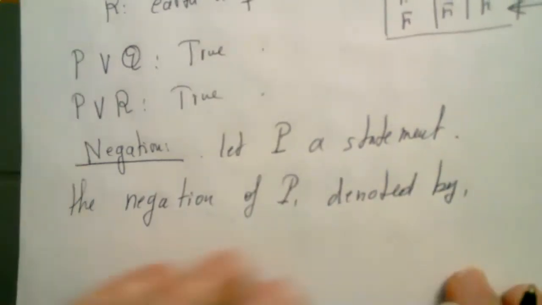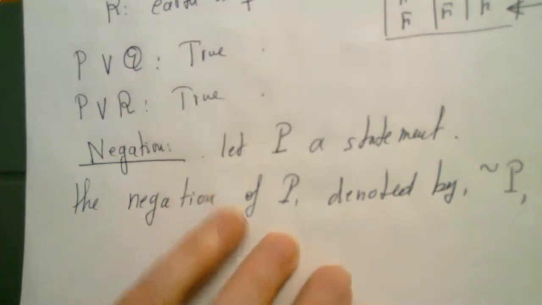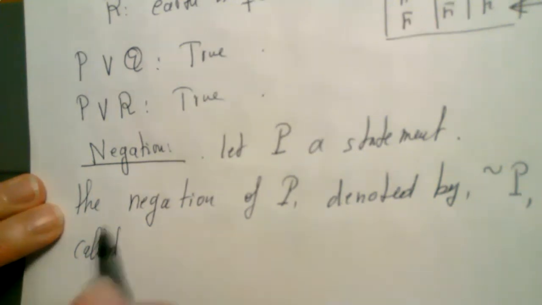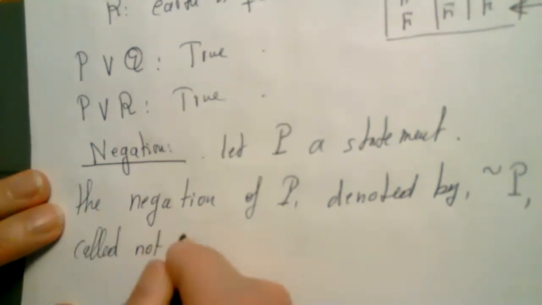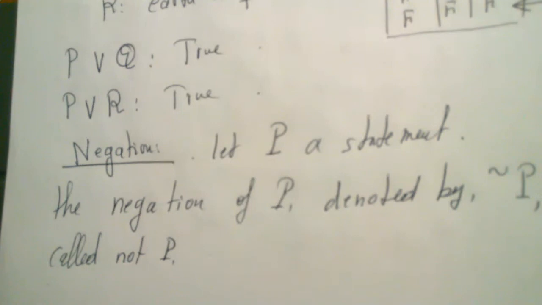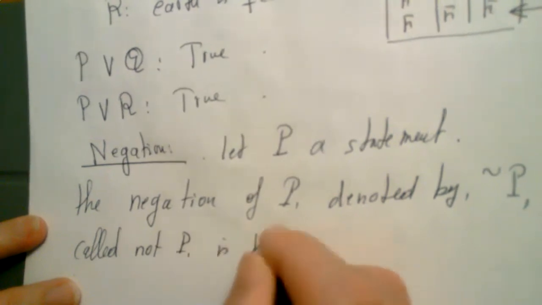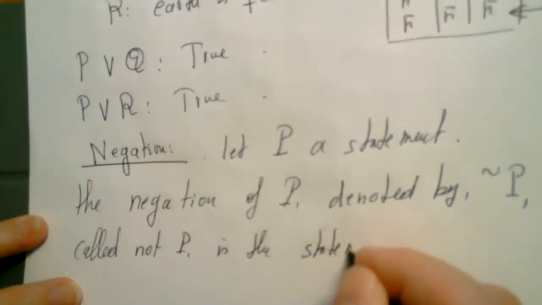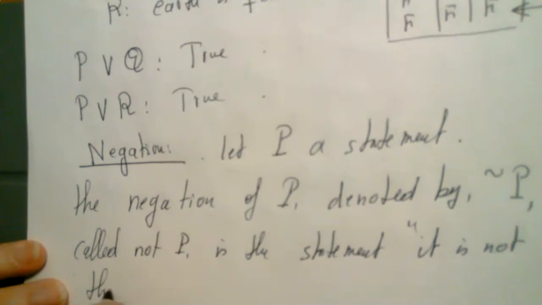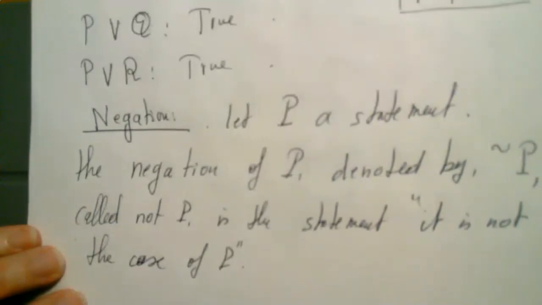now this is like the complement. Books use different notation. Our book is using tilde P. So it is denoted this way and pronounced not P. Sometimes it's called not P. The negation of P, denoted by this and called not P, is the proposition not P. So it is the statement, it's not the case that P. It means whatever P is, it's not the case that P.